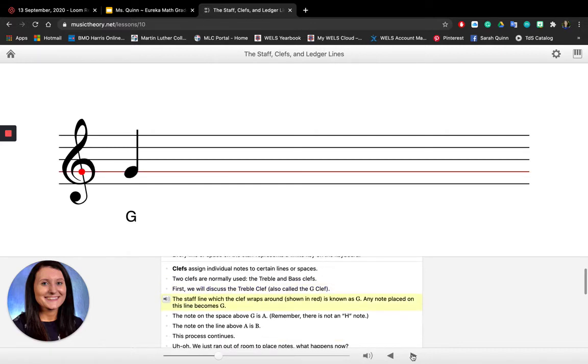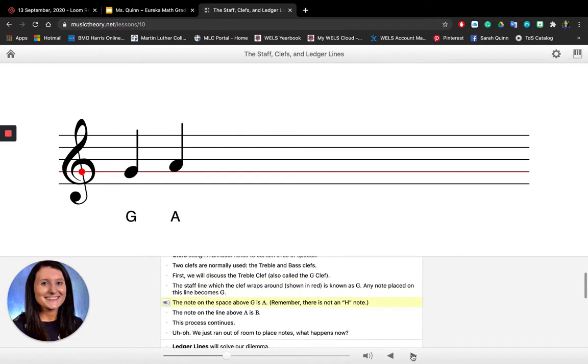So the staff line which the clef wraps around, which you see in red on your screen, is known as G. Any note placed on this line becomes G. The note on the space above G is A. We need to remember that there is not an H note. The highest note you'll have is G before it starts over again at A.